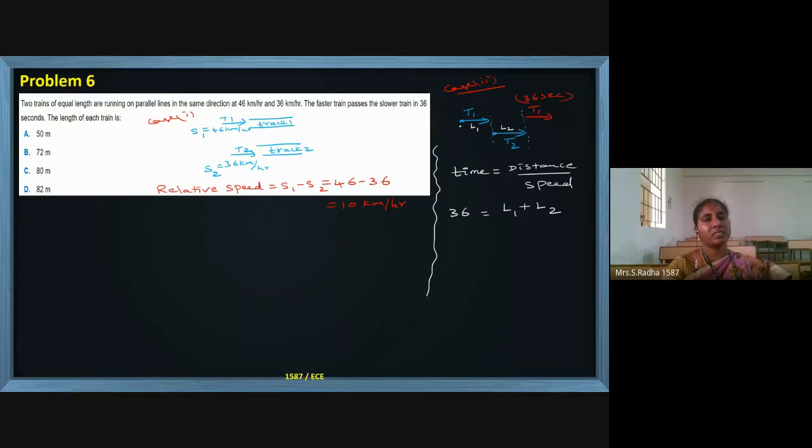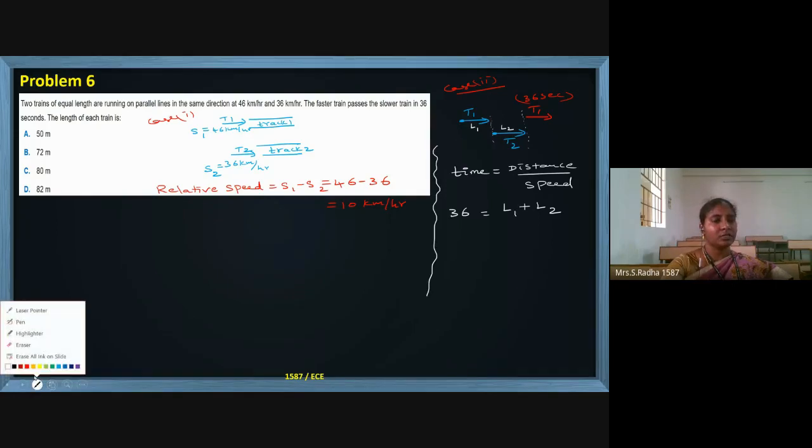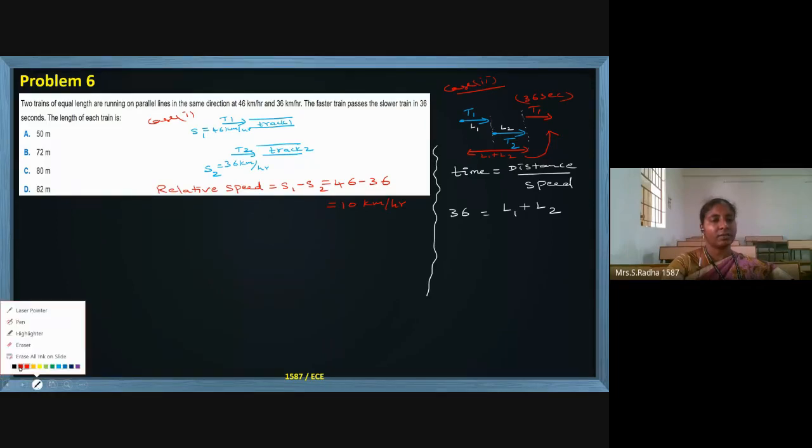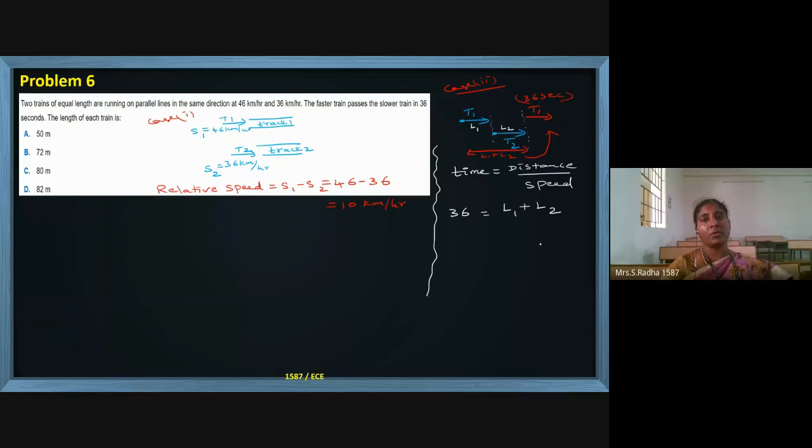So the total distance train 1 has traveled, I will put in red color, so you'll understand what I am trying to tell you. Train 1 has traveled this total distance, which is L1 plus L2. Only then has the situation come. So it has traveled L1 plus L2 distance and its tail has come out of train 2. Hence the distance I am writing is L1 plus L2 divided by the relative speed, 10 kilometers per hour, because they are moving in the same direction.